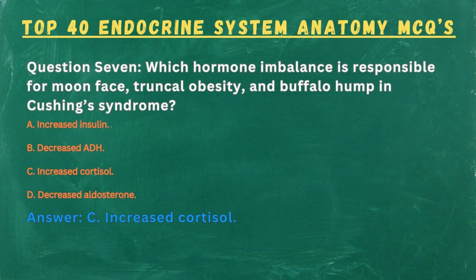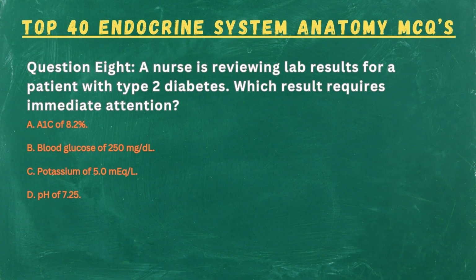Answer: C. Increased cortisol. Question 8. A nurse is reviewing lab results for a patient with type 2 diabetes. Which result requires immediate attention? A. A1C of 8.2%. B. Blood glucose of 250 milligrams per deciliter. C. Potassium of 5.0 milliequivalents per liter. D. pH of 7.25.